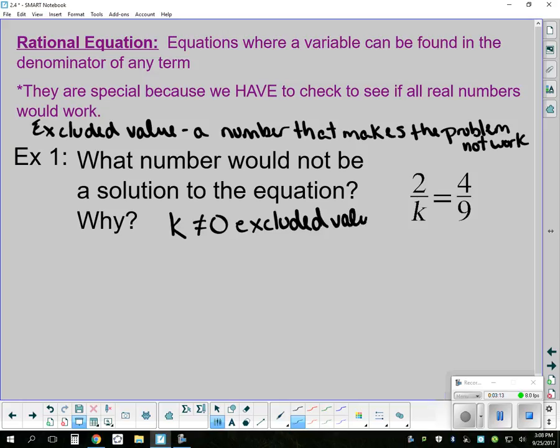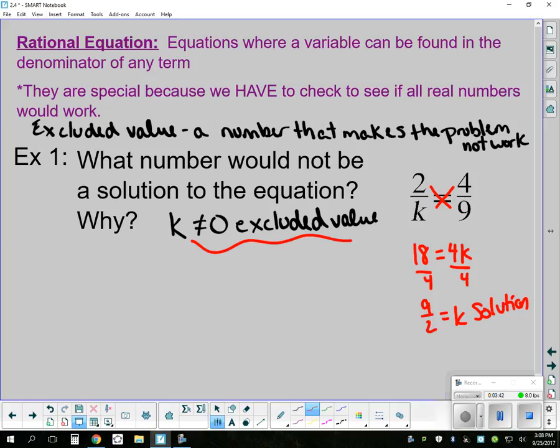And now let's go ahead and solve the problem. Hopefully you remember when you have a fraction equal to a fraction, you can cross multiply. 2 times 9 would be 18, and that would be equal to k times 4, which is 4k. Divide both sides by 4, and we get 9 over 2 for k. So 9 over 2 equals k. That's your solution. This is your excluded value. I'm going to ask you to give me both of those: the excluded value and the solution.